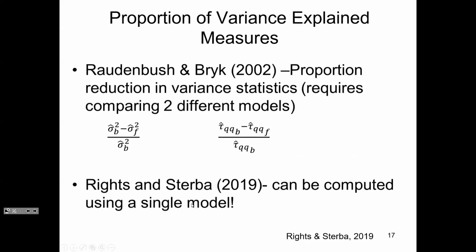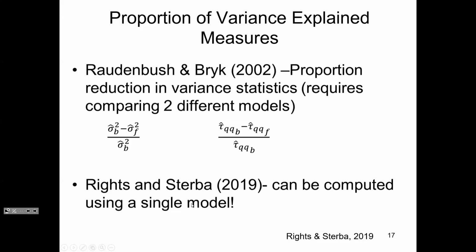So we've talked about Raudenbush and Bryk's proportion reduction in variance statistics. You remember this, right? And these require comparing two different models. So we've got this baseline model, or the more parsimonious model, and the more parameterized model, right? And then we take the variance component from the baseline model minus the variance component for the more parameterized model, divided by the variance component for the baseline model. And that gives us this proportion reduction in variance by adding these new things to the model, right? But we have to compare two different models to get anything like these R squared measures.